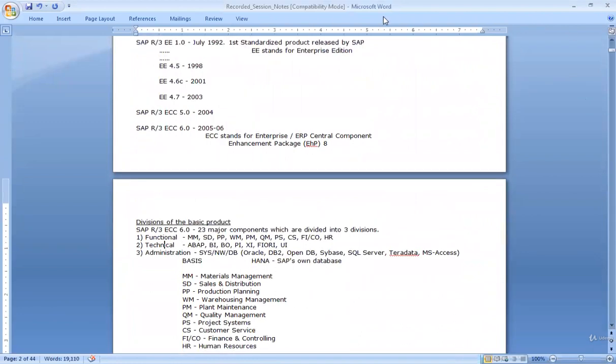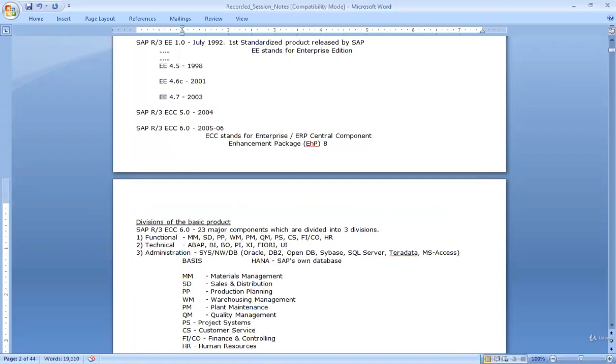MM stands for materials management and is used for handling all the activities related to using a material or a service in the company. SD stands for sales and distribution. This particular product is used for handling all the customer related sales and the product distribution network. So you have all the activities related to sales, marketing, distribution, where your transportation, everything is handled in the SD part.